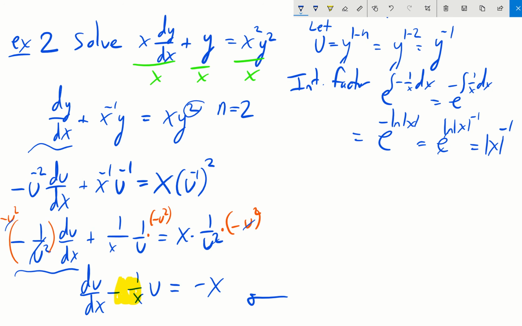If we take this solution to be defined on 0 to infinity, which we're going to do on this one, then actually we can drop the absolute value. We're just going to look at this as x to the negative first. So if x is positive, we don't need the absolute value bars. We just get x to the negative first. If we multiply everything now by x to the negative first, this is going to turn this into an exact differential.